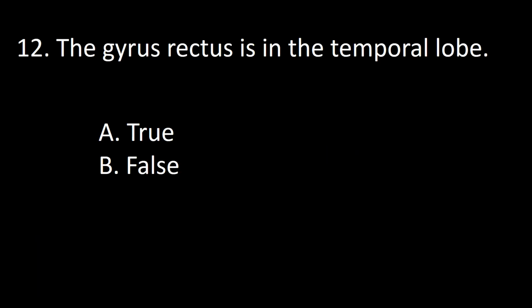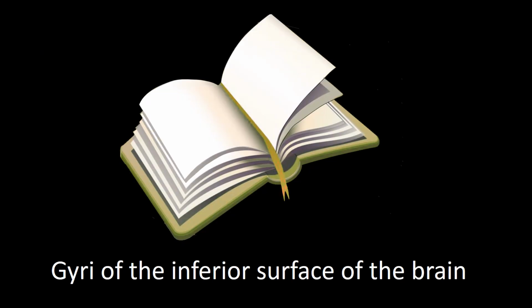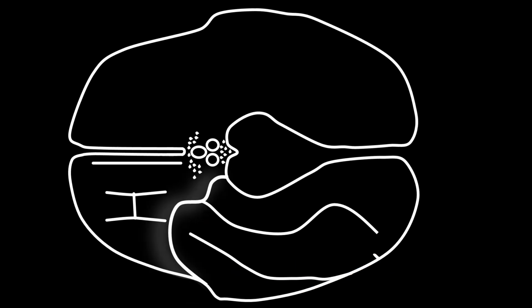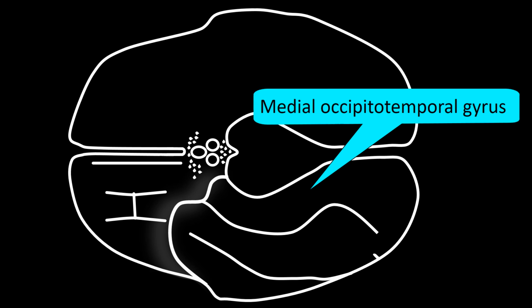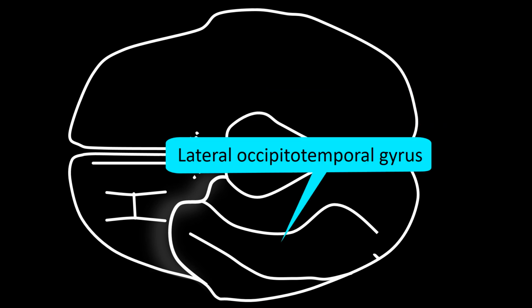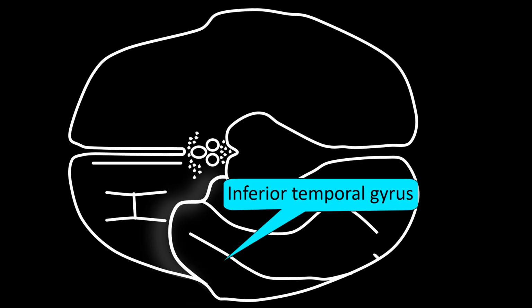The gyrus rectus is in the temporal lobe. A true, B false. Once the sulci of the inferior surface are drawn, we will start labeling the gyra and lobes. So this is the lobe of the inferior surface. This is the parahippocampal gyrus. This is also called medial occipitotemporal gyrus. This is the lateral occipitotemporal gyrus. This is also called the fusiform gyrus, the inferior temporal gyrus.